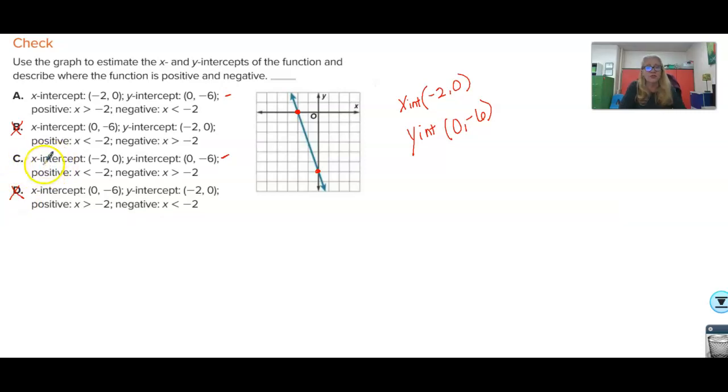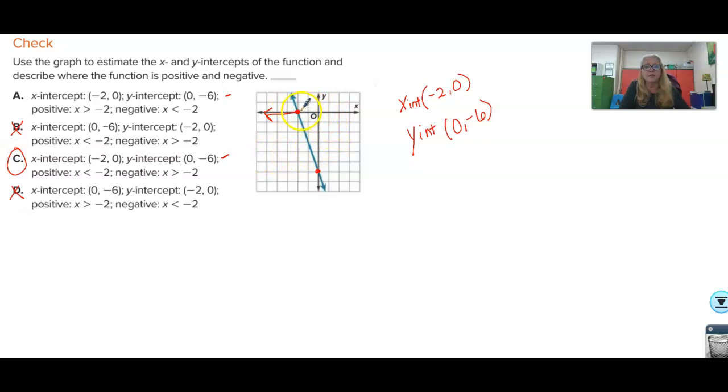Let's talk about where the function is positive and negative. It's positive when x is less than negative 2. So we're looking for one that says x is less than negative 2. This one says x is greater than negative 2. That is not where it's positive. It's positive from here this way, when x is less than negative 2. So that means that C is the correct answer.